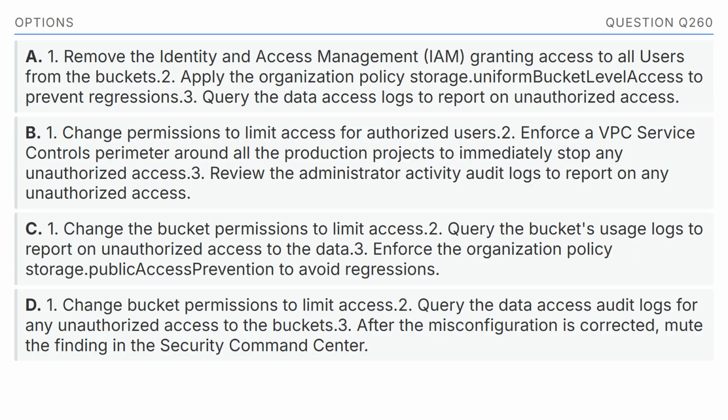Option C. 1. Change the bucket permissions to limit access. 2. Query the bucket's usage logs to report on unauthorized access to the data. 3. Enforce the organization policy storage.publicAccessPrevention to avoid regressions.